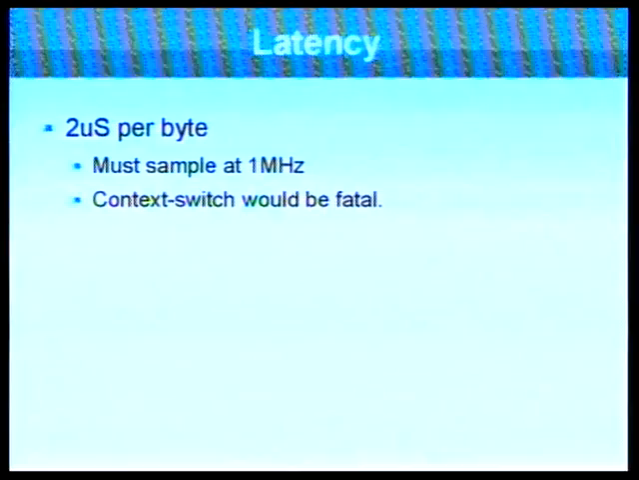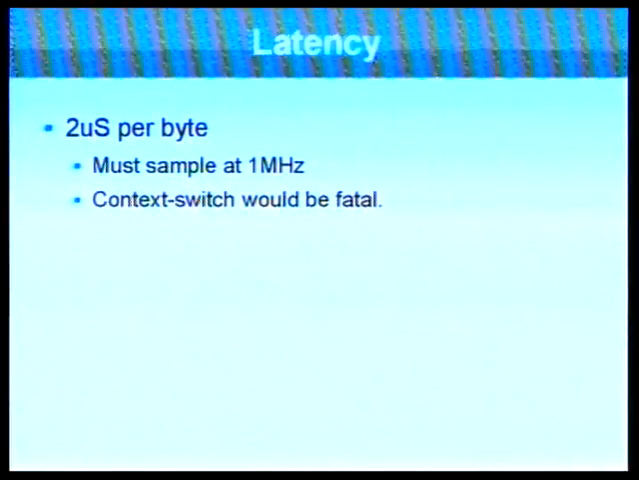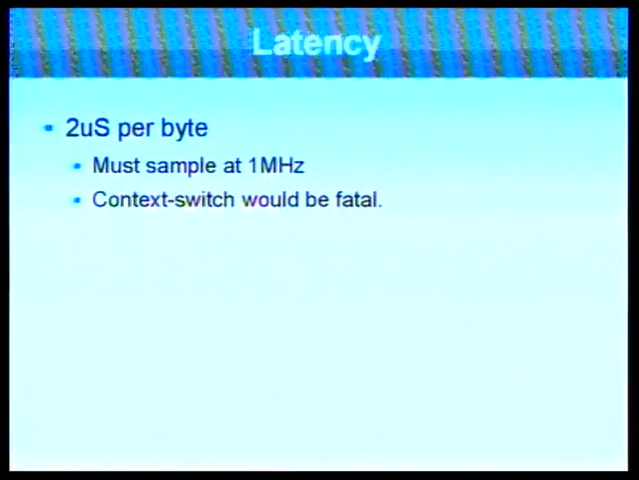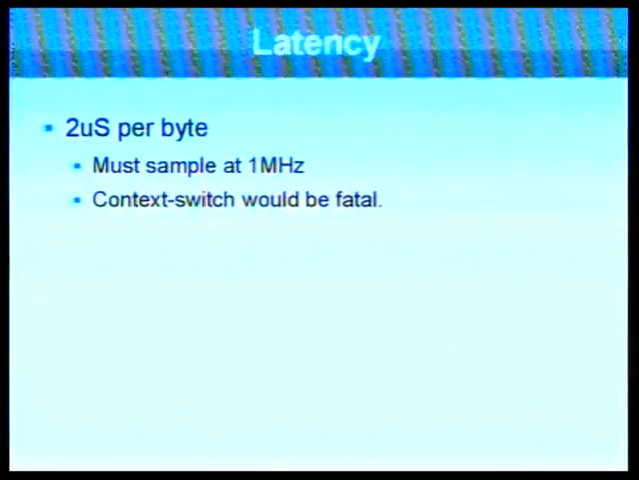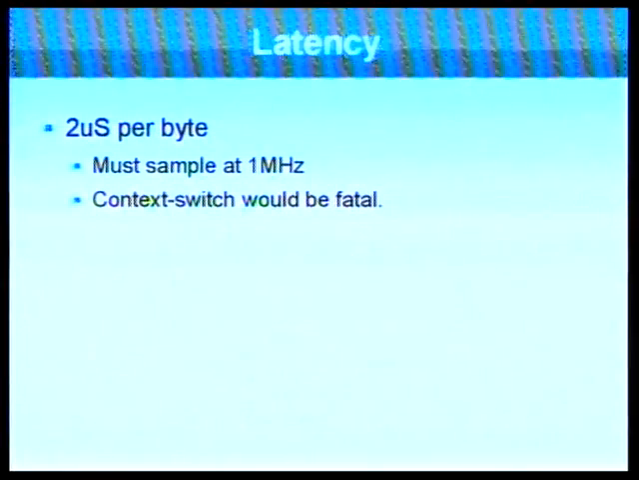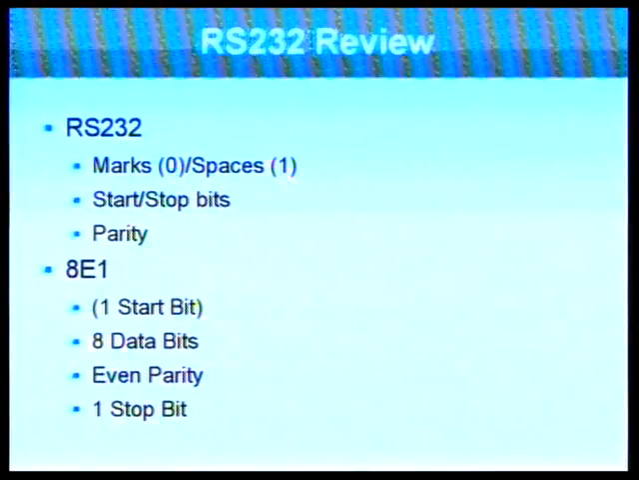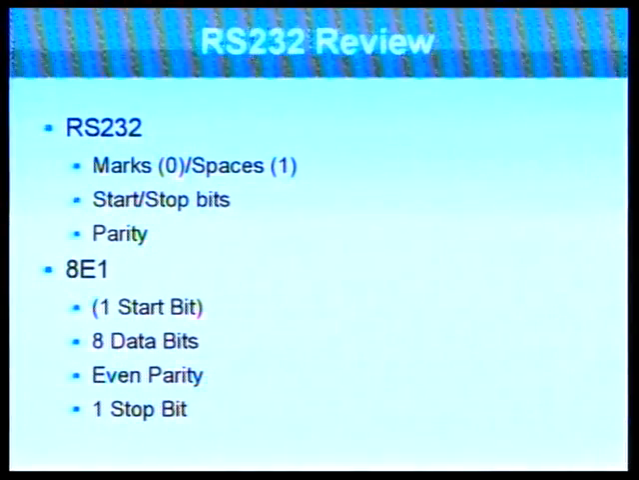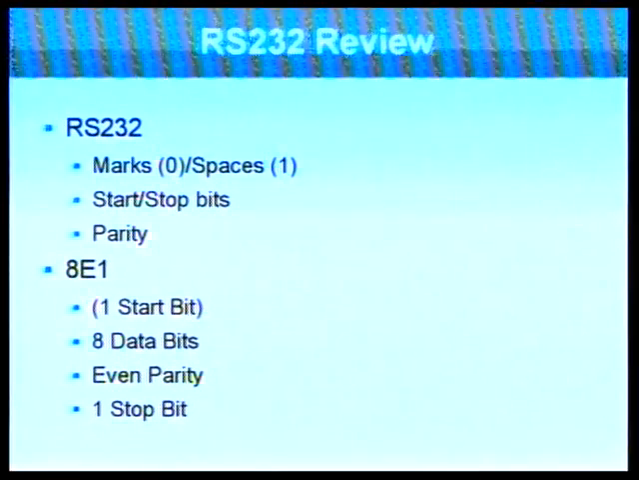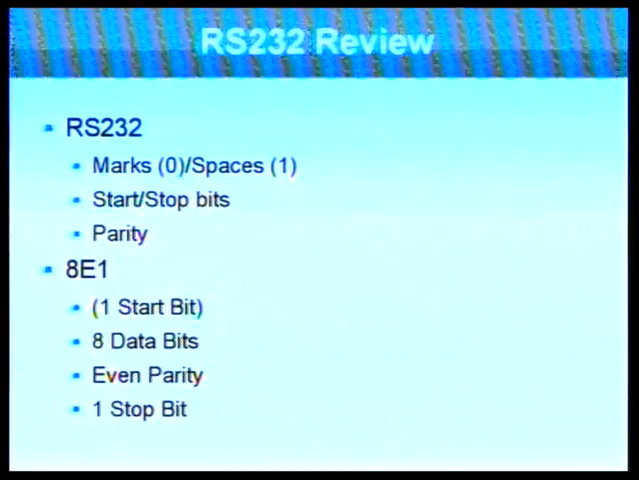So roughly we're looking at 2 microseconds per correct or incorrect byte. So we need to sample at least 1 megahertz. If there were a context switch in a PC, that would destroy this information and we wouldn't find the solution. So quickly reviewing RS-232, it consists of marks, which are zeros, and spaces, which are ones.